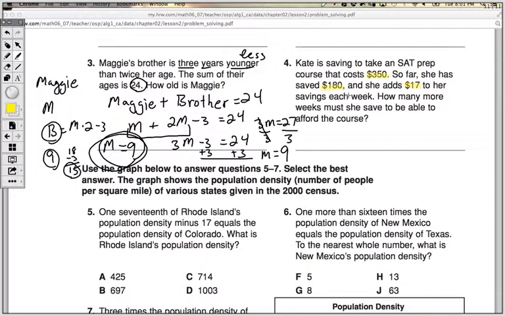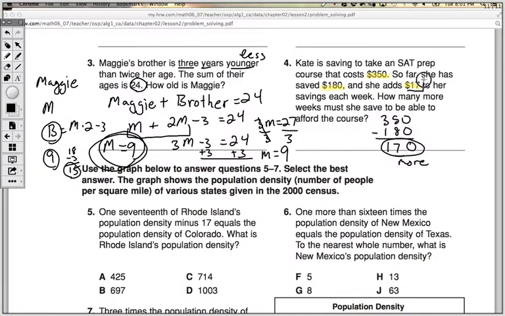Okay, so I'm not going to create an equation for this one. I'm just going to try to figure it out. So she needs $350. So far, she has 180. So I'm going to subtract that and see what's left over. So if you were to subtract 180, we'd have, okay, 35 minus 8. So she needs $170 more. That's what she needs, $170 more.